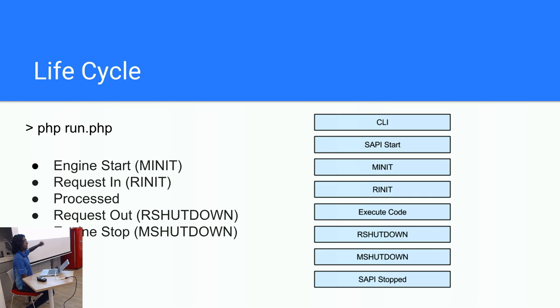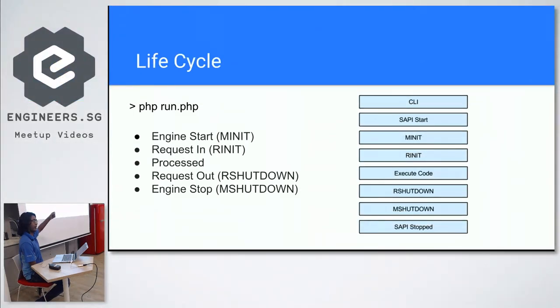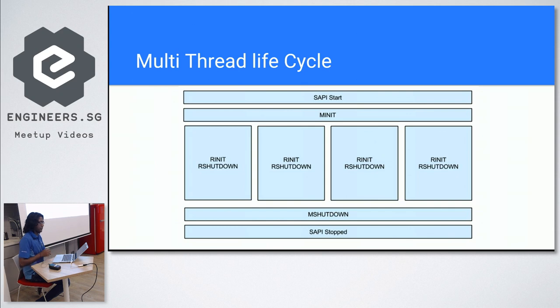it would start up your database connections on the engine start level. Then the request, actually the rinit, gets executed. That's when the request comes in. When you run it in the CLI, they all happen, everything happens in one go. So after the rinit, it processes the code, and then the request shuts down, the engine shuts down, and PHP stops. Let's see how it's kind of different now.